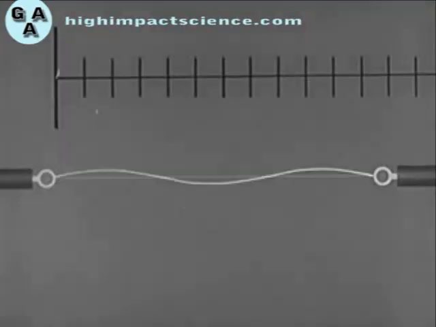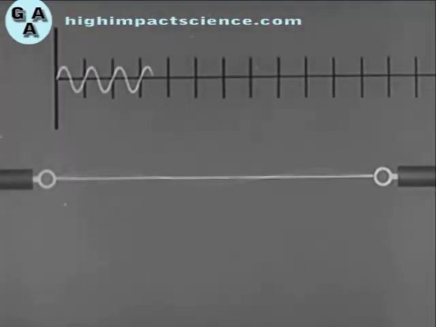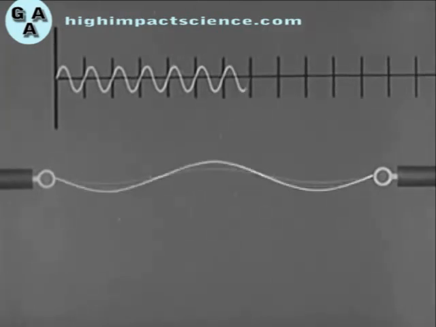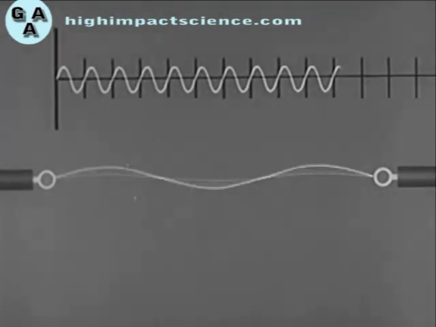Second overtone, or the third harmonic. This is obtained by plucking the string in the middle while touching the string 1/3 of the way from one end. The waveform obtained is as shown on the screen.